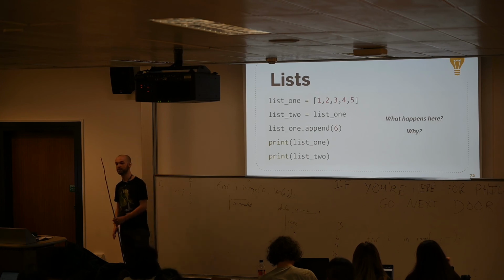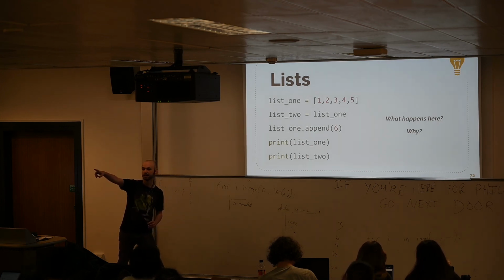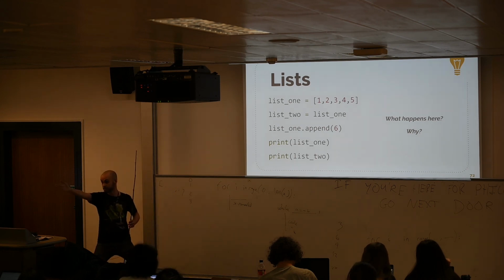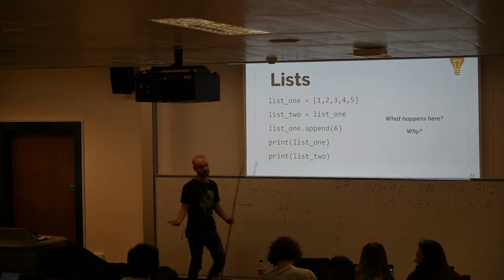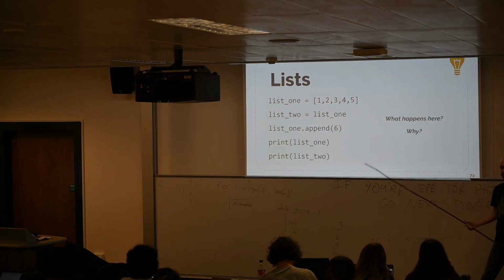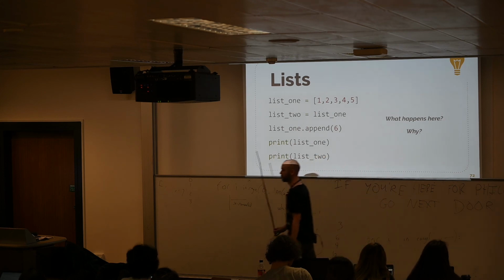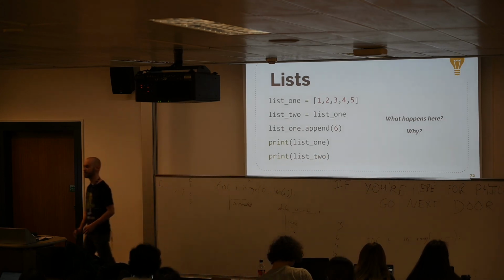In the same way that George is one person, but I can call him George or Yorgos. He's got 2 names, but he's the same thing. And in this case, list 1 and list 2 have 2 different names, but they are the same list. They are the same thing. So if you append something to one of them, you will append it to the other one.